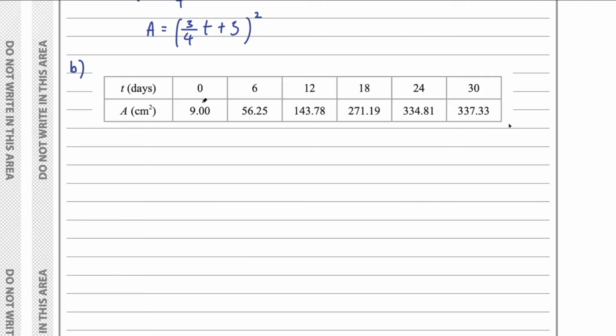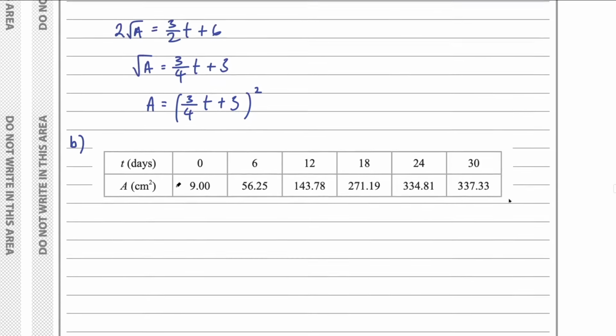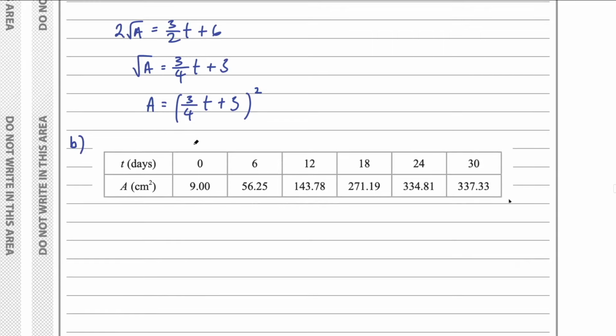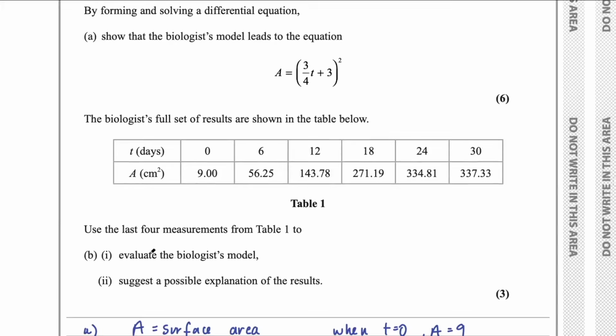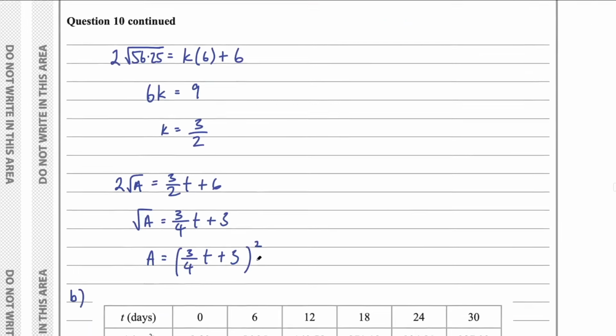Okay, so we have this table and we want to evaluate the model and then suggest a possible explanation for the results in the table. So when it says biologist's model, they're actually talking about the equation that we've found. So we need to evaluate the data in terms of this model here. For part (i), we're given t and a, so you could either plug a in and find t or plug t in and find a. I might do it plugging t in. And remember it says the last 4 measurements. So we only need to do the last 4, we don't need to do the first 2.